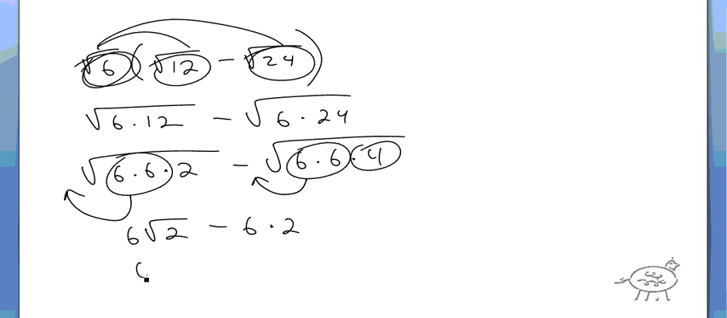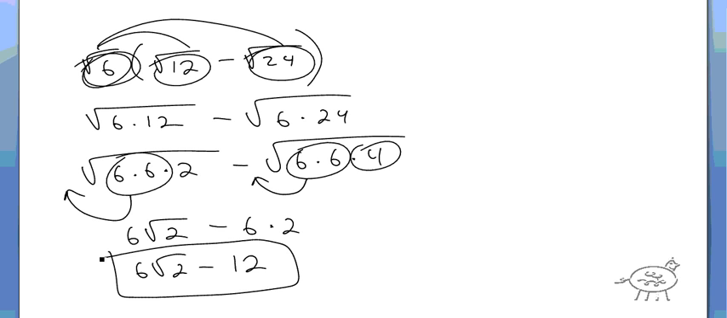So really, I have 6 root 2 minus 12. And that's my final answer. Can't combine them together because this has no radical. So 6 root 2 minus 12 is just 6 root 2 minus 12. Okay, let's try a couple more of these guys.